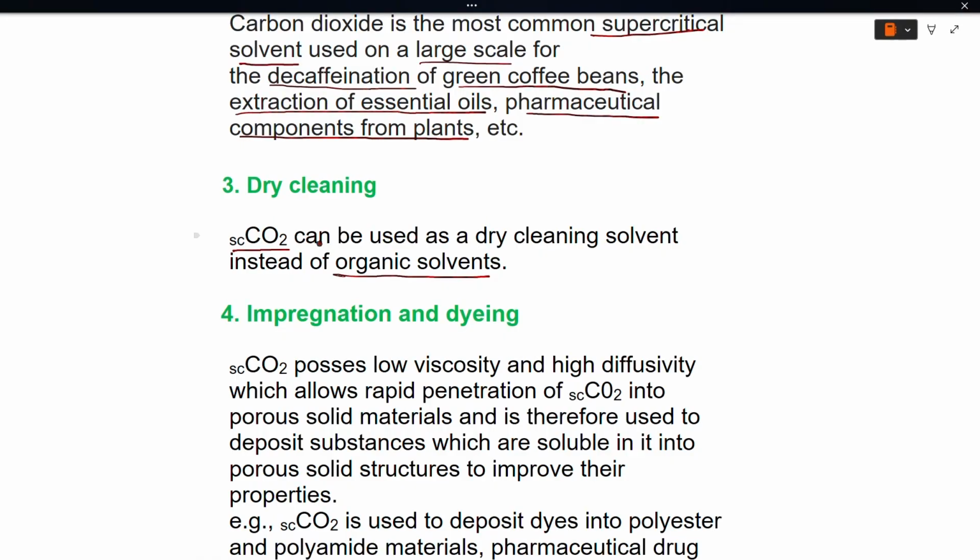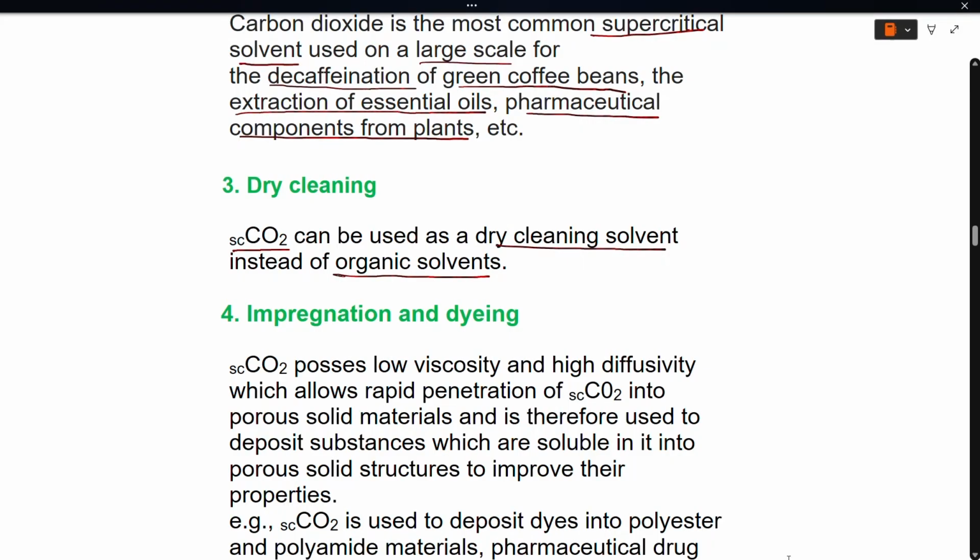Now here there is some difficulty in some cases. Certain materials dissolve in supercritical carbon dioxide, so such cases can be avoided, and in other cases it can be used as a dry cleaning solvent. Again here, there is no hazard of remaining traces of hazardous organic solvents in our dry cleaned clothes. Okay. Next is impregnation and dyeing.